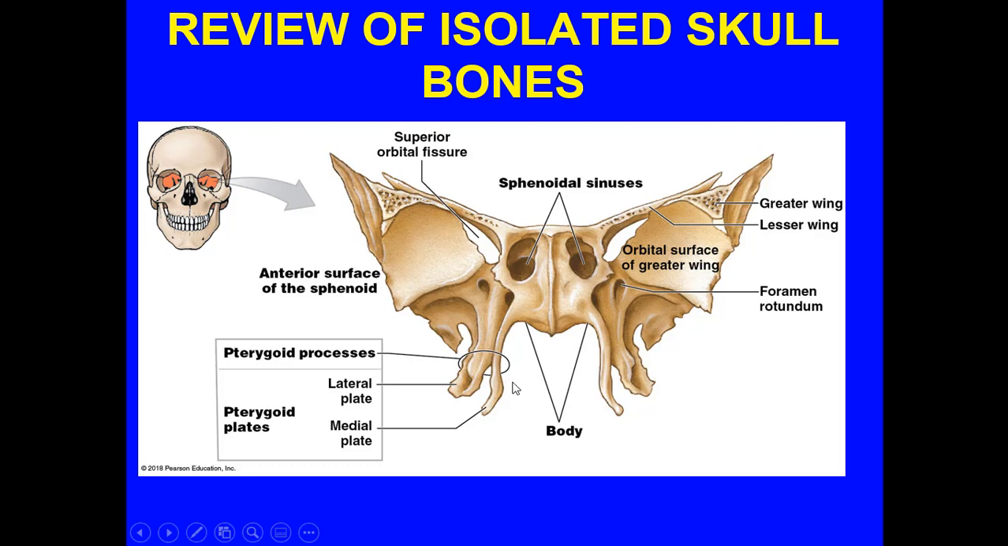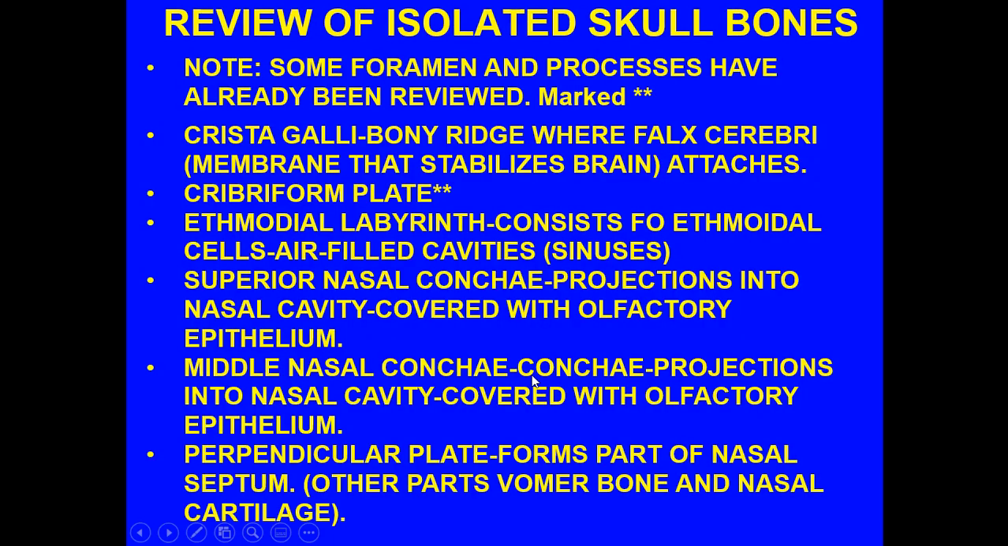Here is another view of the sphenoid. This is the anterior surface. So you have the orbital surface of the greater wing, the lesser wing. Think of it as thickness. Sphenoidal sinuses, the body of this, the centralized area. The pterygoid plates, the lateral plate, the medial plate. Moving onward, we're going to again mark off some of those that we've mentioned with the asterisks.